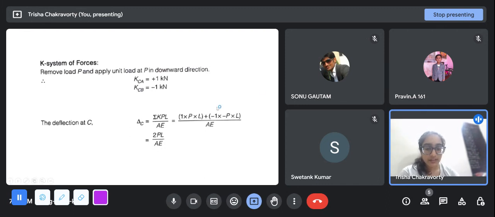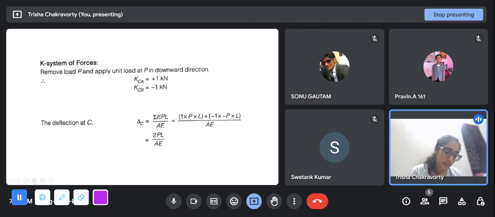And if you see the units, you will see that this has the unit of length. A quick way to check: P by A has a unit of stress, and you know that Young's modulus also has a unit of stress, Newton per meter square, right? So P by A is Newton per meter square, E is Newton per meter square, that gets cancelled, and the L's unit remains. So obviously, you have to keep in mind that you have to put the units consistently.